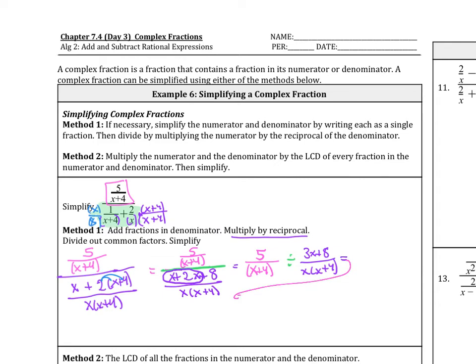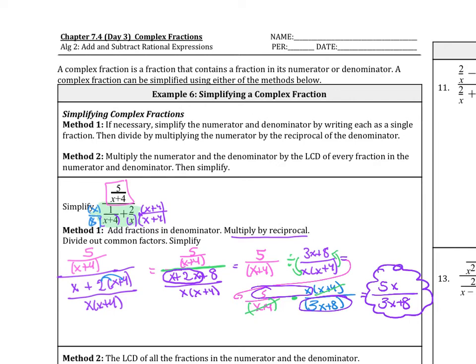Now this is 5 over x plus 4, and we're going to multiply by the reciprocal. We flip it, so now we're looking at x times x plus 4 all over 3x plus 8. Now we want to evaluate whether we have things we can cancel out, and we do. The x plus 4 cancels out. What's left is 5 times x and the 3x plus 8, so this is 5x over 3x plus 8. Now this is simplified. You can't have a complex fraction, which means no fractions in the numerator or denominator.